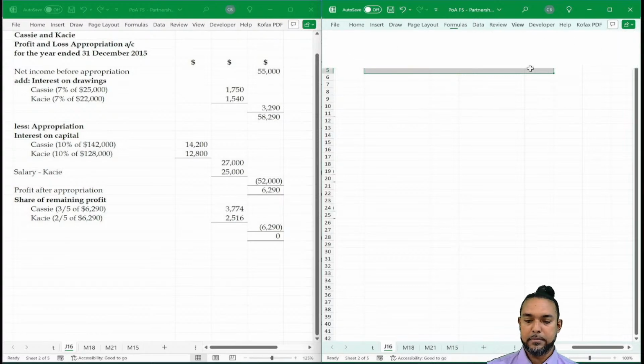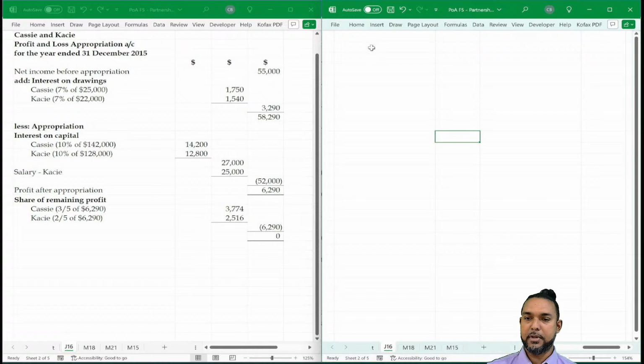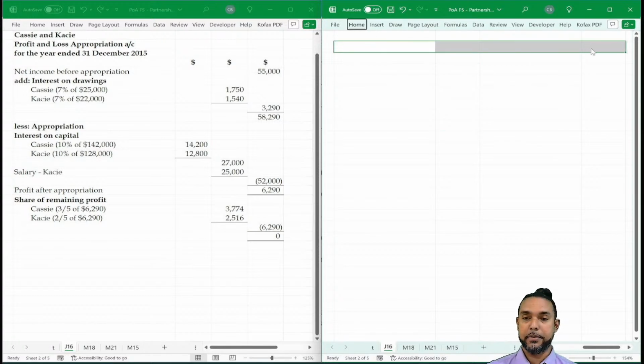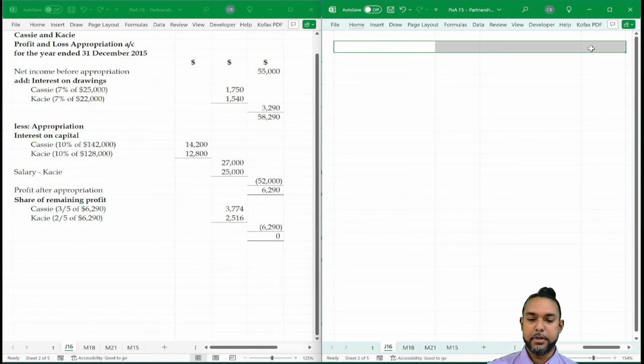Just give me a couple of seconds to set up the current account, sorry. So we're going to do the current account for Cassie, right?